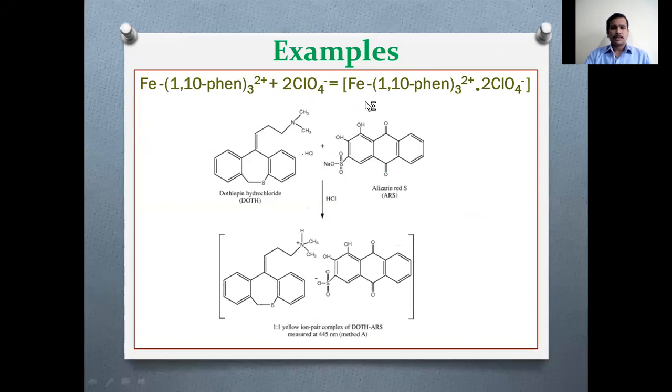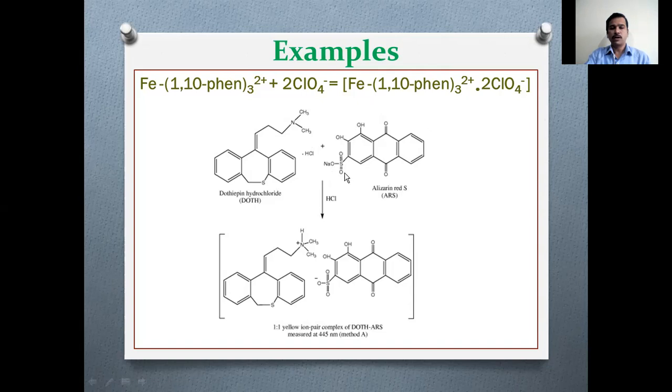This is the other example. I have already shown the formation of the ferroin perchlorate ion association complex, and this is the other example. Dothiepin hydrochloride is a therapeutic compound, and it also has a tertiary amine, and it is in hydrochloride form. The hydrochloride form of this compound will convert into the protonated amine NH plus, and we need a counter reagent. So alizarin red S will be the counter reagent.